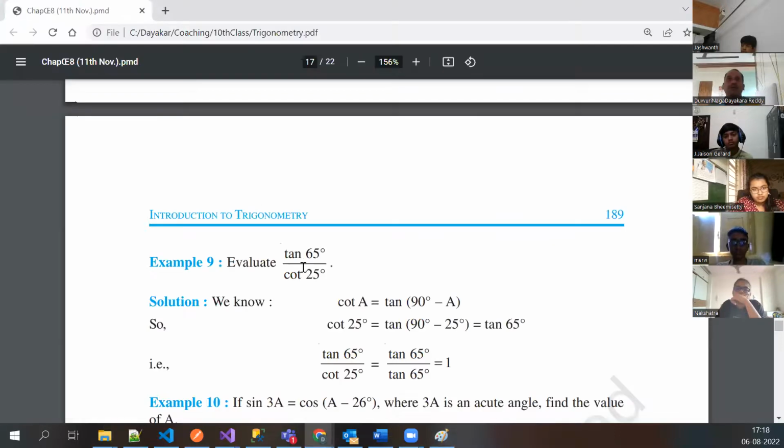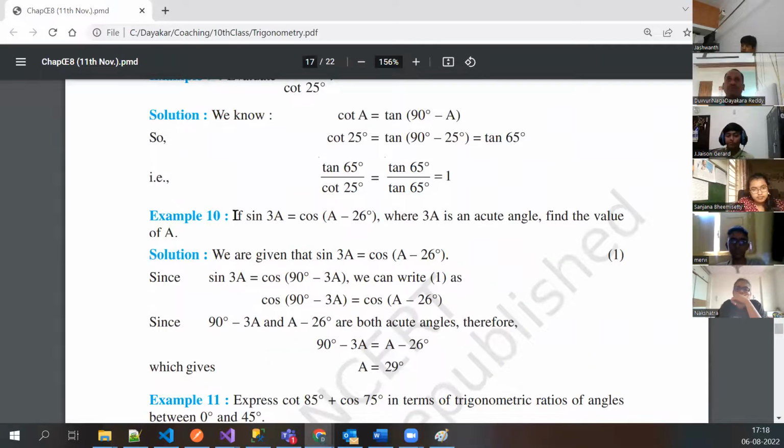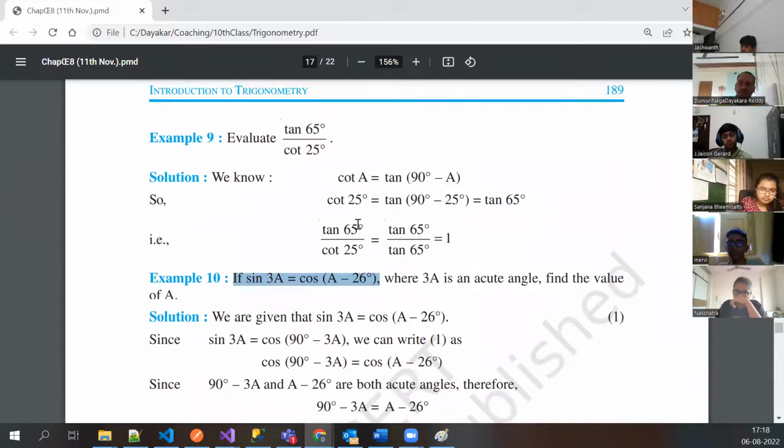Where is our textbook? This one. If sin 3A equals cos of A minus 26, where 3A is an acute angle. What is meant by an acute angle? It is less than 90 degrees. There are three angles: right angle, acute angle, obtuse angle.